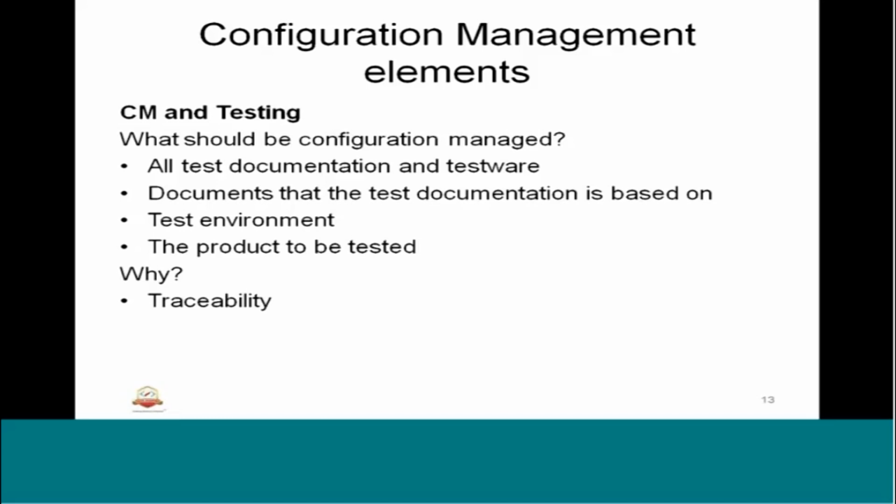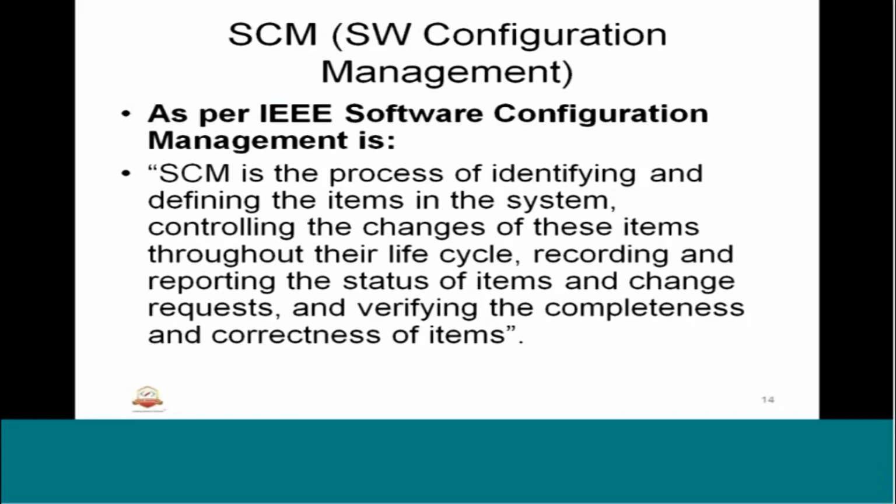That is where the importance lies, in that all the relevant documents need to be traceable to one or the other documents, part of the software lifecycle for embedded software testing. That is where we use configuration management elements. So now coming to SCM, software configuration management. SCM is the process of identifying and defining the items in the system, controlling the changes of these items throughout the life cycle, recording and reporting the status of items and change requests, and verifying the completeness and correctness of items.